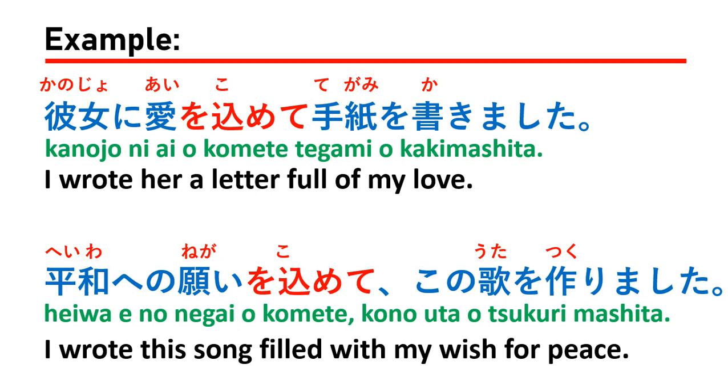So when you sing your song, you will feel that the content of your song is full of love, full of peace. You say a lot about peace in your song. So you can say Heiwa e no negai o komete kono uta o tsukurimashita, right? This means you wrote this song filled with my wish for peace.